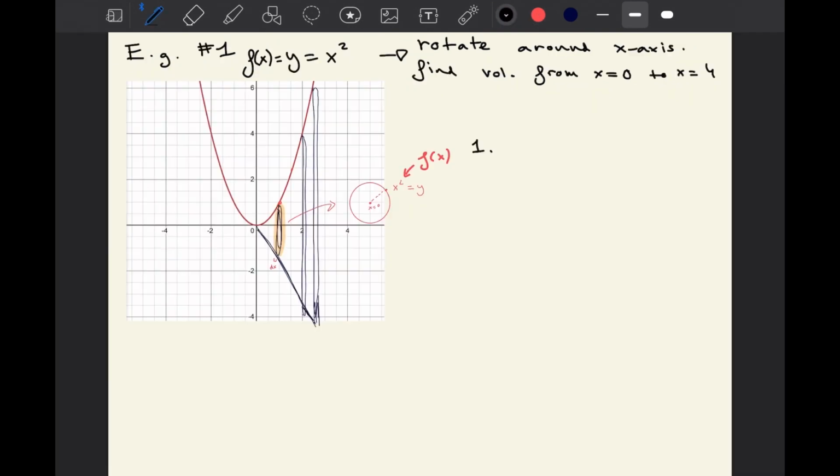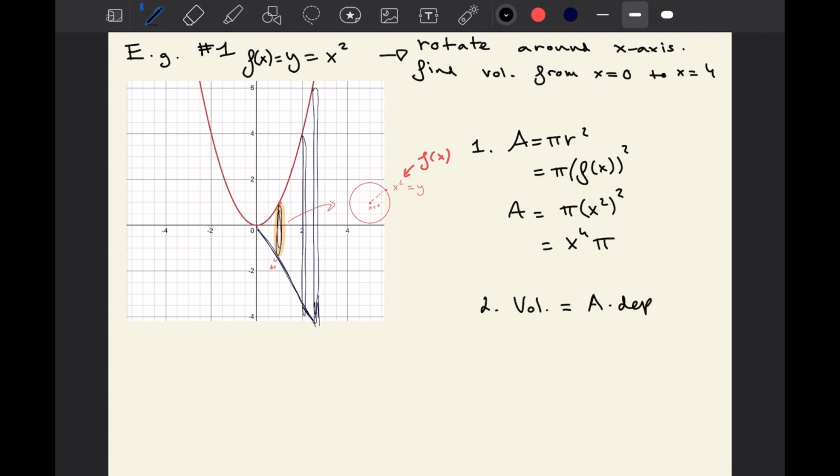First we find the area, and we know that the area is pi r squared. So the area is pi times f of x squared. In this case, the area is going to be pi times x squared squared, so it's going to be x to the power of 4 times pi. That's going to be our area. Now our volume is going to equal area times depth, and once again, our depth is dx. So it's going to equal x to the power of 4 times pi times dx.